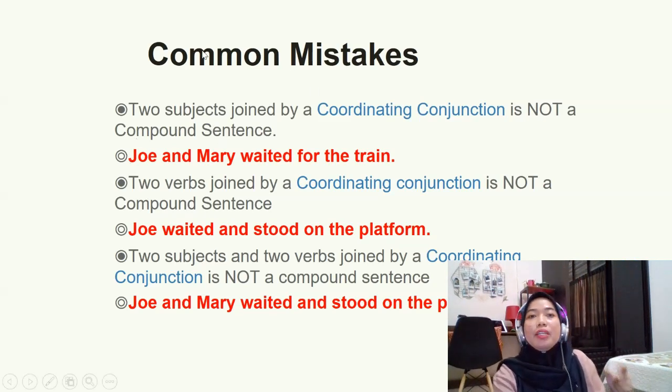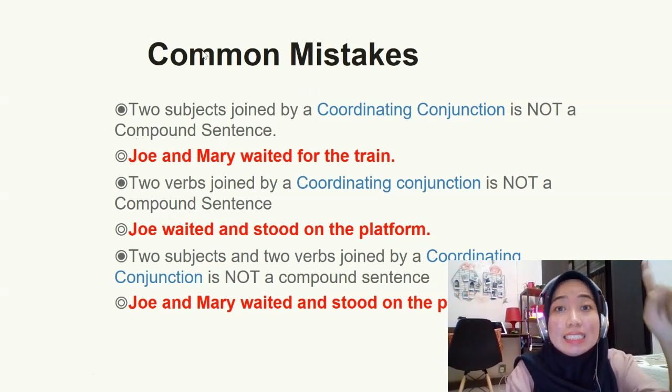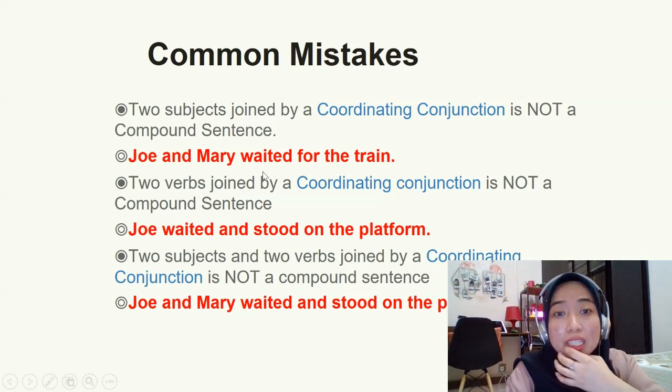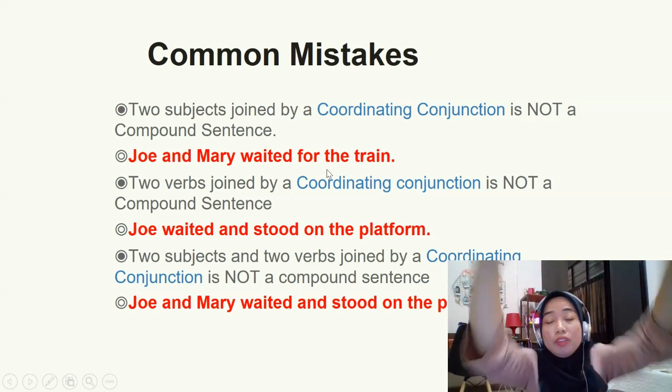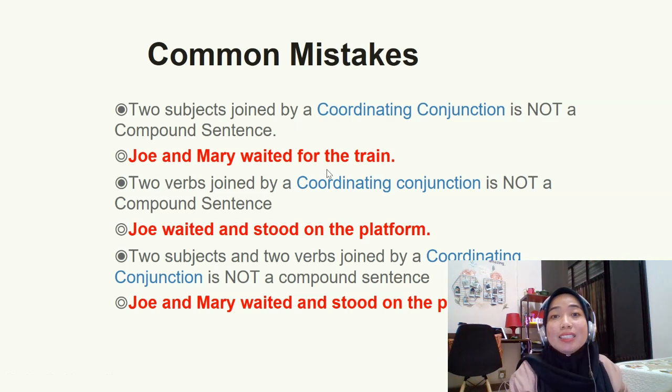So Joe and Mary here is the subject. The verb here is waited. For the train is the idea of this whole sentence. So this is actually a simple sentence, not a compound sentence, because really there is only one single independent clause.